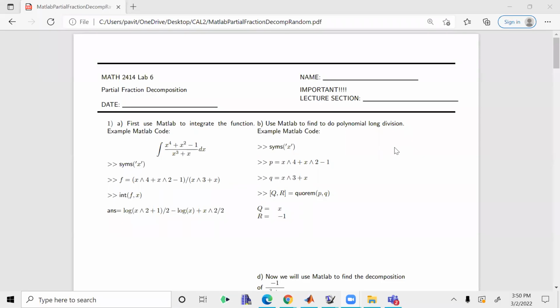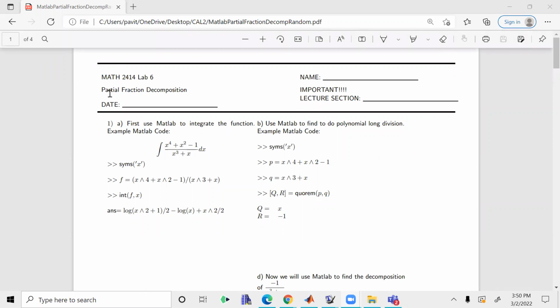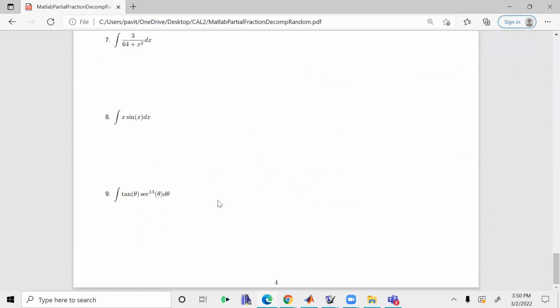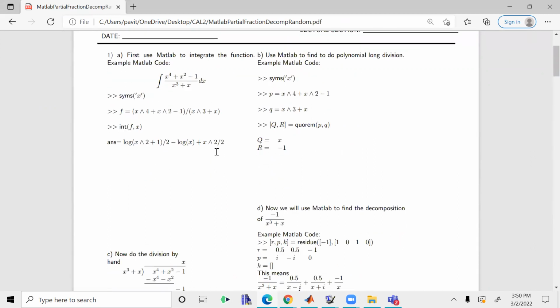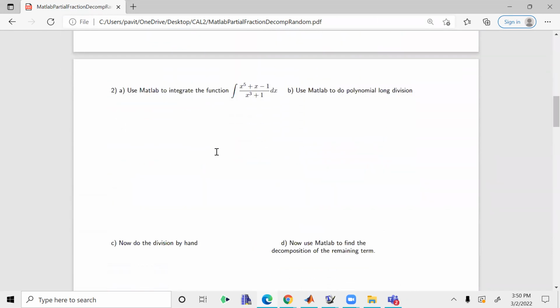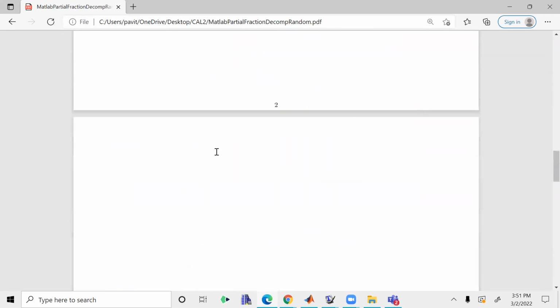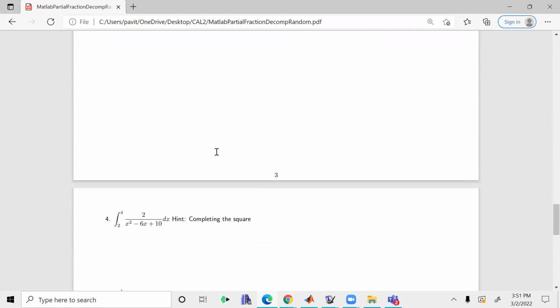Okay, so this is the lab manual for lab 6. This is all about partial fraction decomposition. In this lab, you will have in total 9 problems. Question number 1 is already done, but you will have to include this in your assignment as well. Question number 1, problem number 2, and problem number 3.